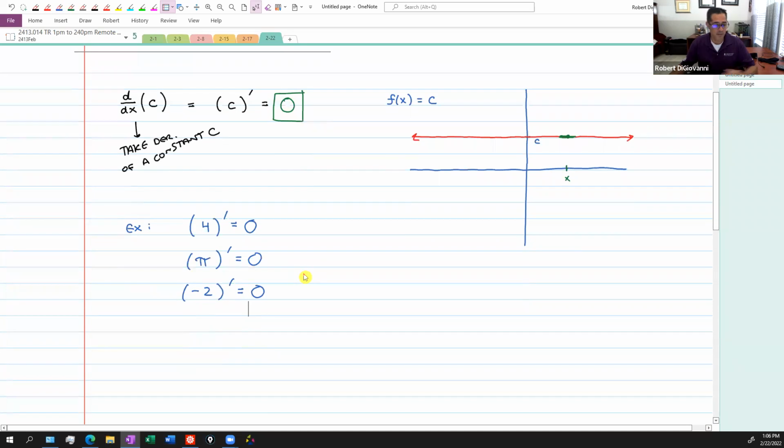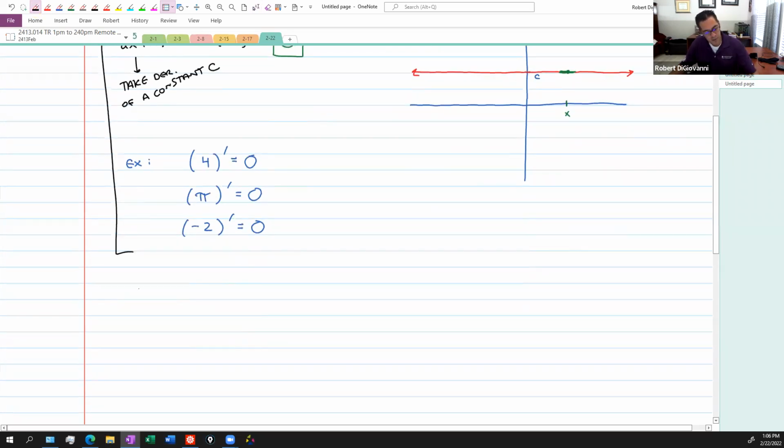Ready for the next one? The next one is the derivative of the function x itself. In other words, what is the derivative of x?